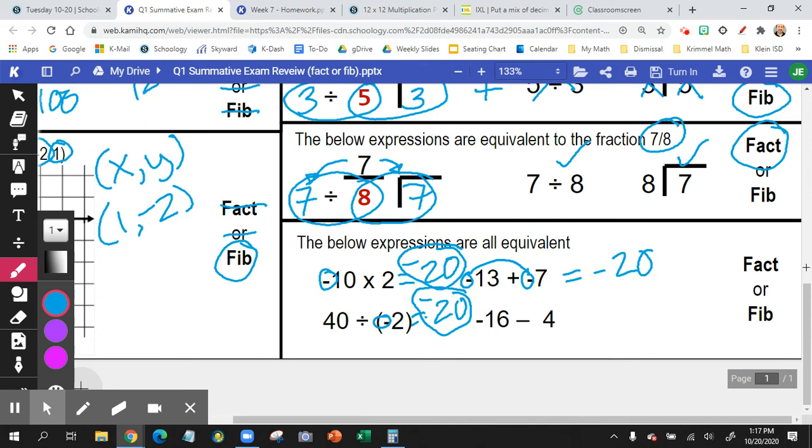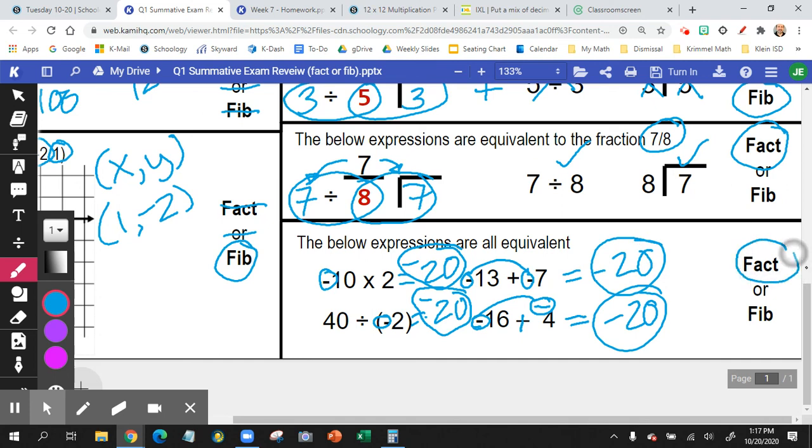And the last one, make sure that when we subtract integers, subtracting integers means we are adding the opposite. Add a line, change the sign. So 16 negatives and 4 negatives all together would give us 20 negatives. So there are 4 different expressions. All of them do equal 20.